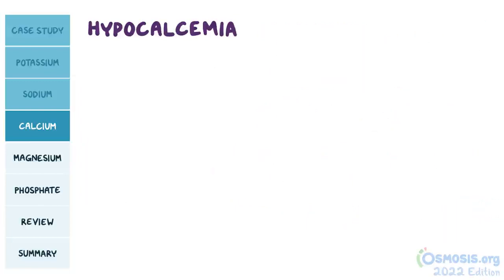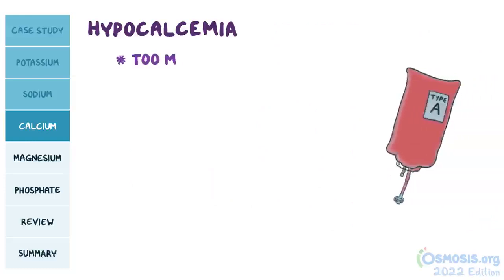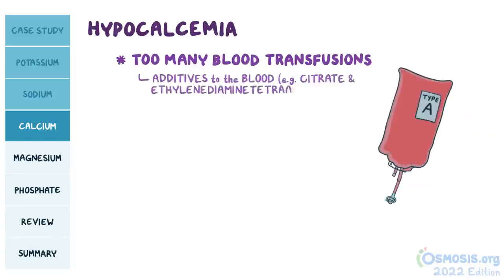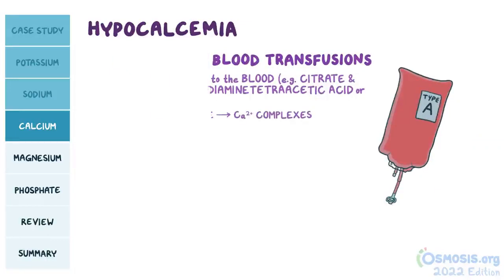Finally, calcium levels can fall as a result of having too many blood transfusions. This is because additives to the blood, like citrate and ethylene diamine tetraacetic acid, or EDTA, can chelate or bind to calcium, forming calcium complexes, which are inactive molecules.